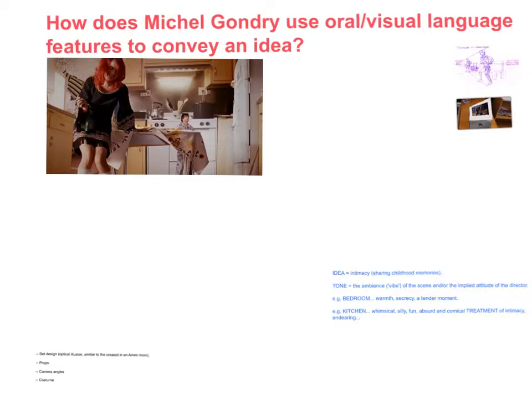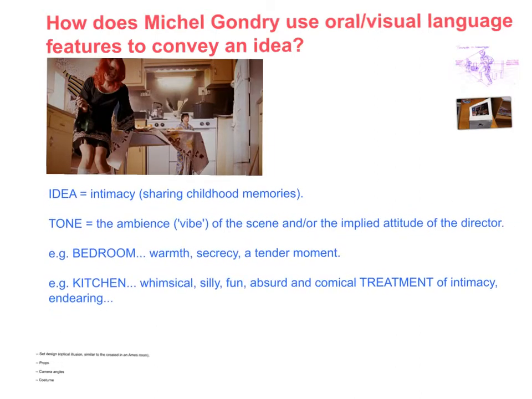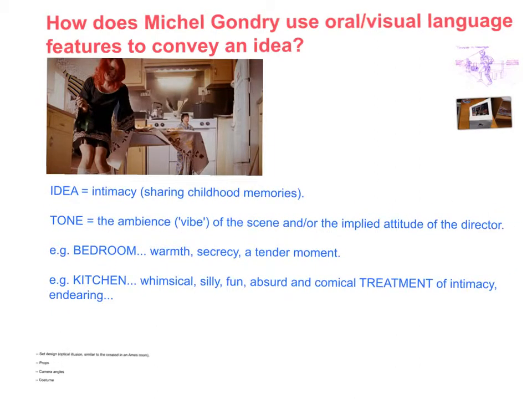Okay, now we're going to talk about the kitchen scene, and we have to remember to focus on this idea here. How does Michel Gondry use oral or visual language features to convey an idea? So just to recap, we started with the idea of intimacy, namely sharing childhood memories.